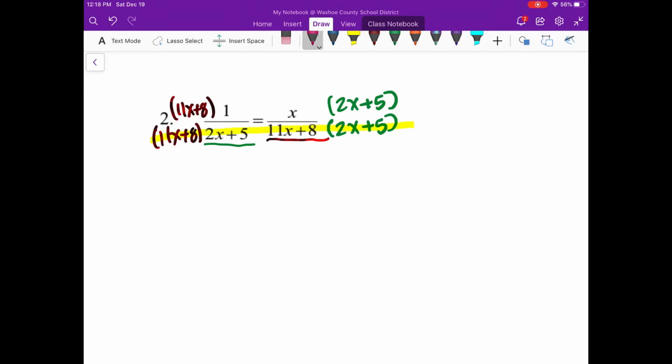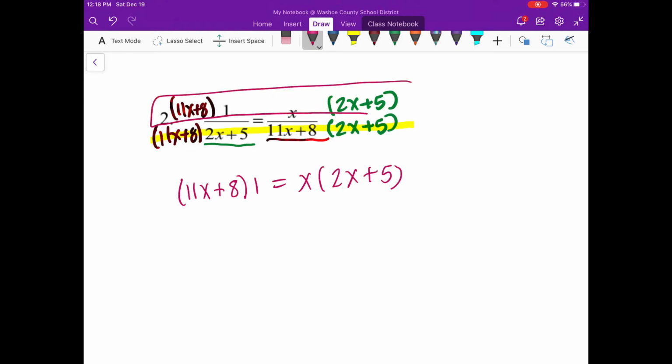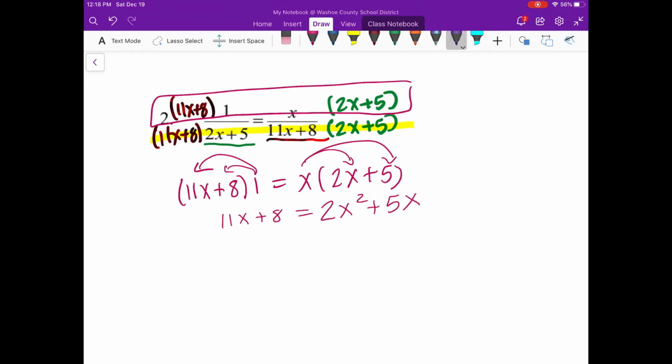Okay, so now that I have the same values in the denominator, I can just focus on my numerator. So in my numerator, I have 11x plus 8 times 1 equals x times 2x plus 5. So again, I'm just focusing on the top now. Distribute out the 1 on this side, gives you 11x plus 8. Distribute out the x on this side, that gives you 2x squared plus 5x.